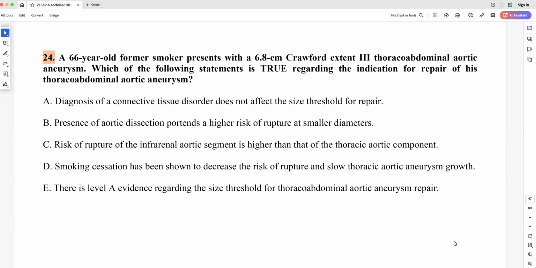Let's go. Smoking cessation has been shown to decrease the risk of rupture and slow thoracic aortic aneurysm growth. This is known in the abdominal aorta. It protects when you stop smoking. It prevents growth, but in the thoracic aorta it is not well known.